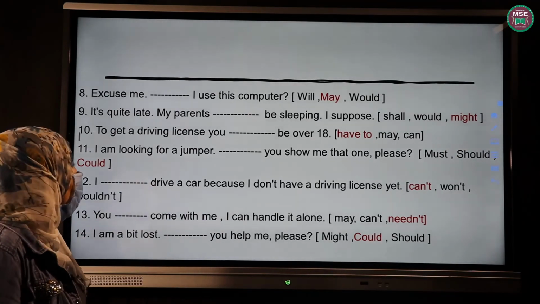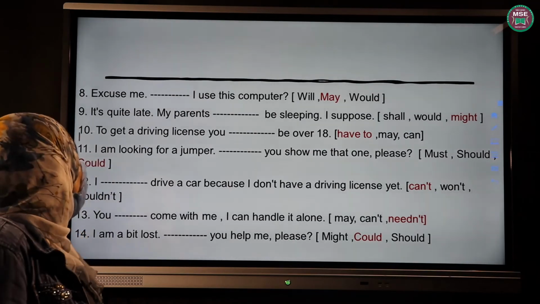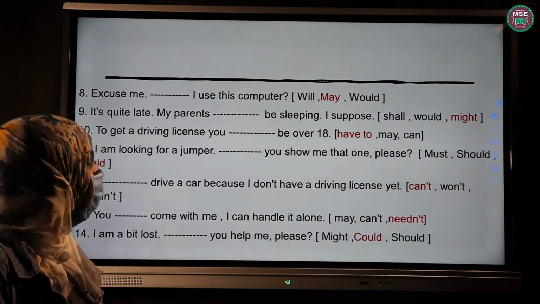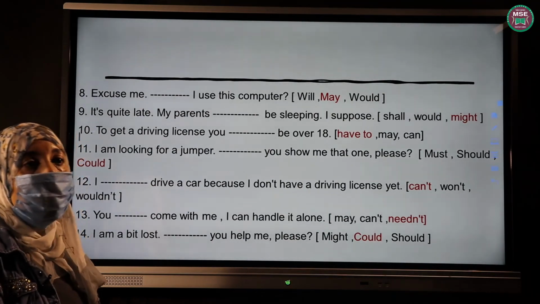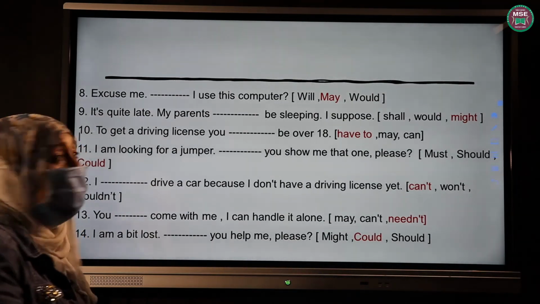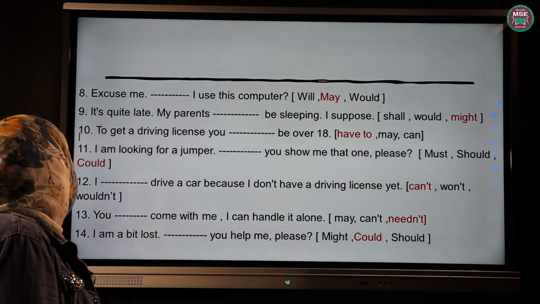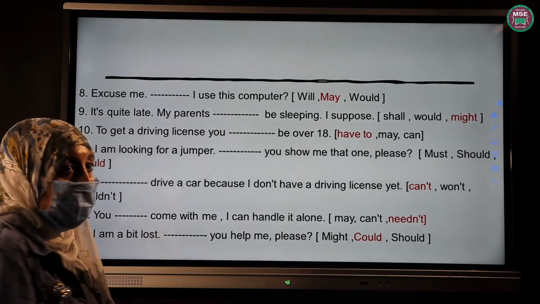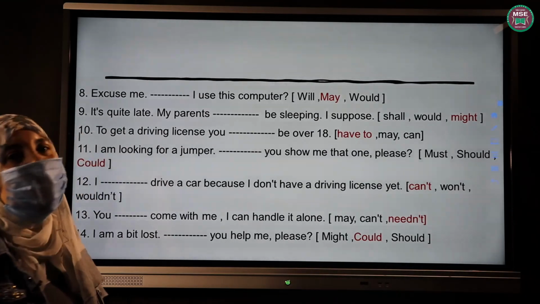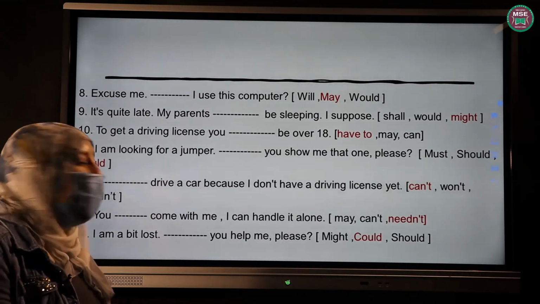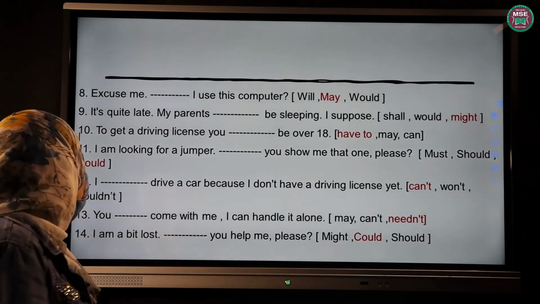Number 12: drive a car. Because I don't have a driving license yet. I can't drive a car because I don't have a driving license yet. Again, it's forbidden, or it is impossible. It is impossible to do this. Number 13: you come with me. I can handle it alone. You needn't. You don't have to come with me. I can do this alone, without your help, for example.